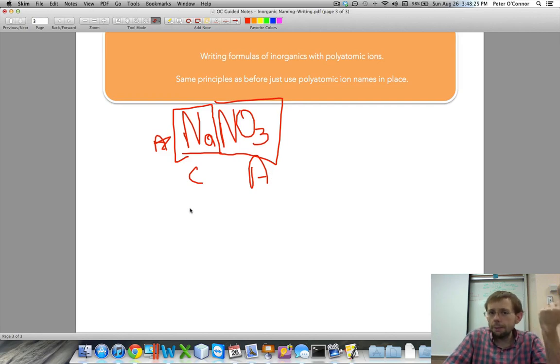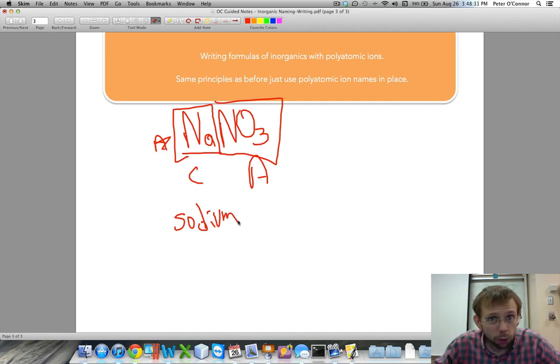Okay? So I name my cation. That's a group 1 metal. It's only got one charge. I just say sodium. How do I know it's only got one charge? Group 1 metals only have one charge. Group 2 metals only have one charge. Most transitions have more than one charge. I gave you a sheet that has the ones that don't, like silver and zinc are common. Okay? That don't have more than one charge. So we wouldn't do Roman numerals for those.